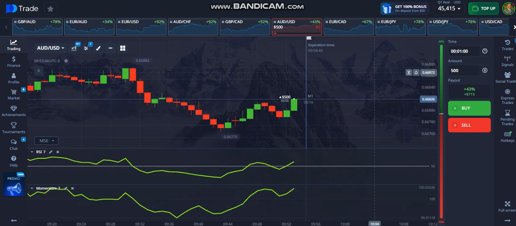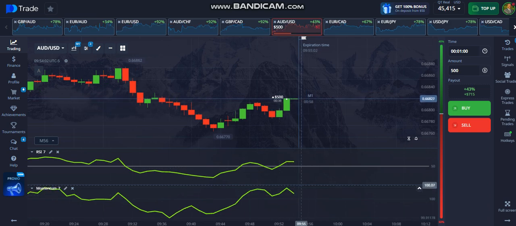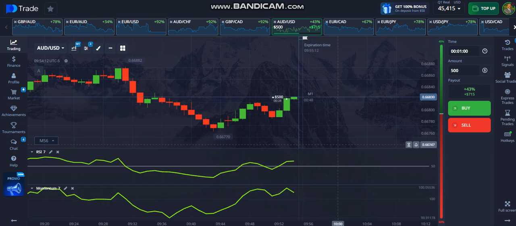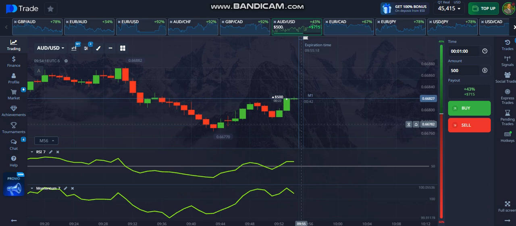Okay, so I'm on the Aussie dollar, US dollar, and I just took a buy trade. And the reason why I took the buy trade here is the RSI just crossed from below the 50 line to above the 50 line here. In addition to that, my momentum indicator is showing a bullish movement, a positive slope to the upside here when I took the trade. All right, it kind of retraced back, but I'm anticipating that the price will continue to push upward. So let's monitor this trade and wait for the expiration.